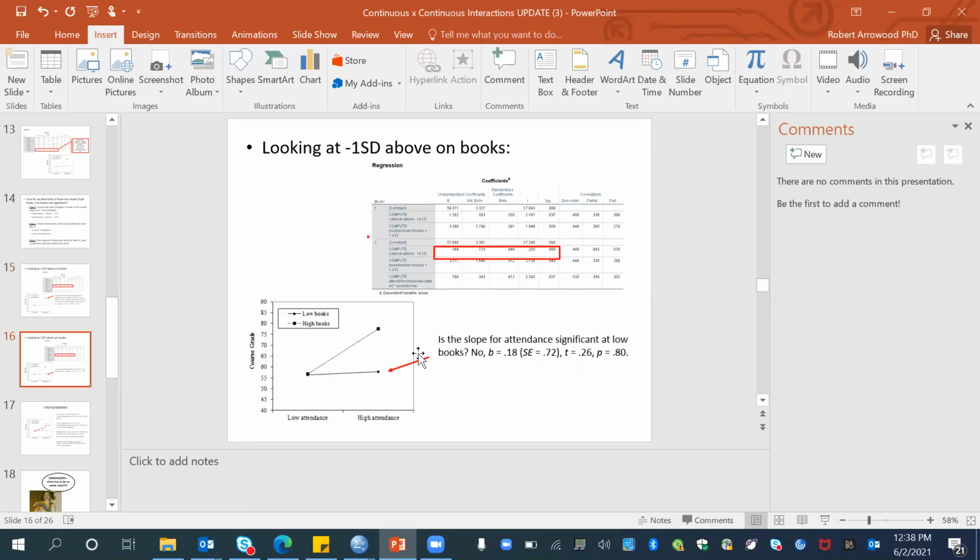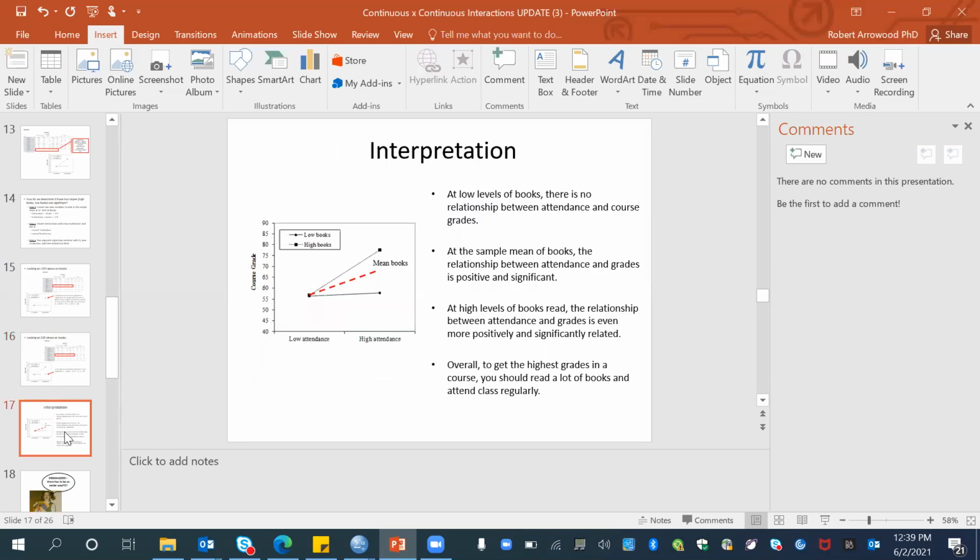However, at low levels of books, so this line, as you can see, this is that slope. It's not significant. This slope is almost a flat line. Yeah, there's a little bit being captured here, but we can't know if that's a significant difference or if that's just up to random variance in chance. So the slope for attendance at low level of books is not significant. That's what this slope is representing. So if we wanted to interpret this, we could say at low levels of books, there's no relationship between attendance and course grades. Again, that's what we're seeing here.